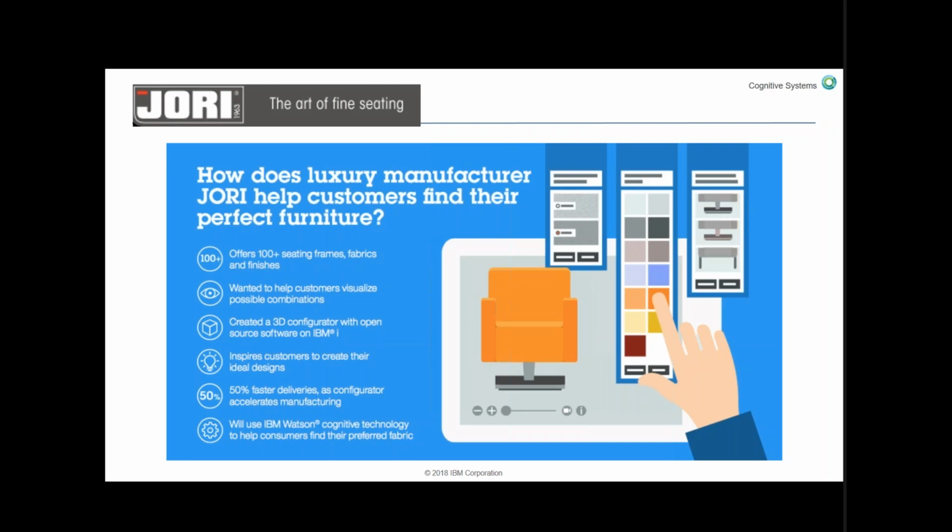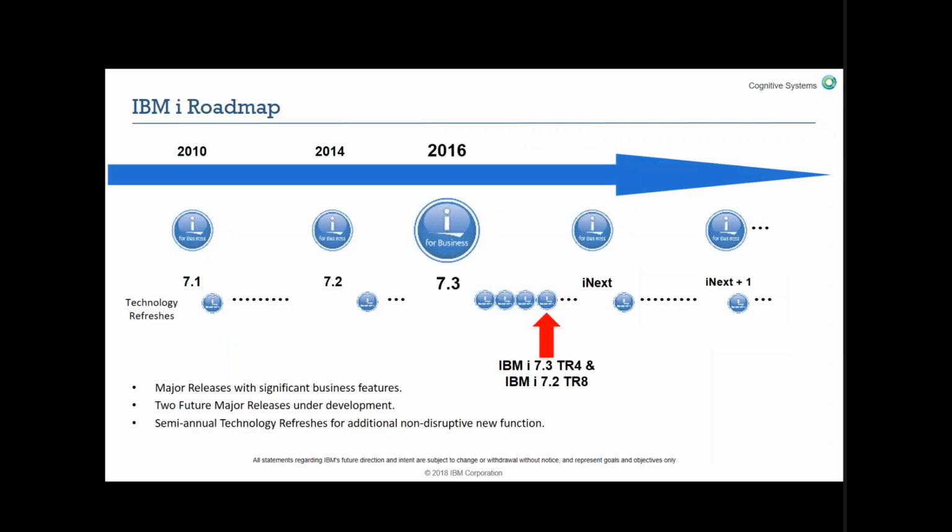So again, we're going to try and highlight these, and I think you'll see more of these with the 30th anniversary. We're going to have more of a drumbeat of different proof points, I guess. So this is just one great example of a modern application on IBM i, leveraging Watson.